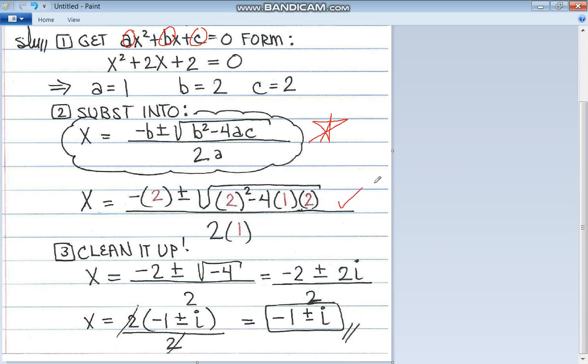And when we simplify that, we get x equals negative 2 plus or minus the square root of negative 4 over 2. So I'm going to rewrite the square root of negative 4 as 2 times i, because i is the square root of negative 1. And then we're going to factor a 2 out of the top and cancel it with the 2 on the bottom. And our final answer is x equals negative 1 plus or minus i.